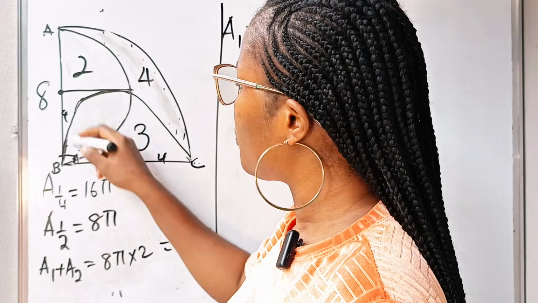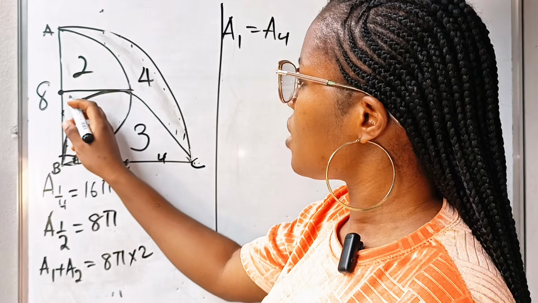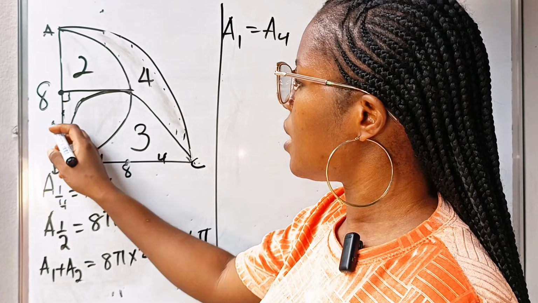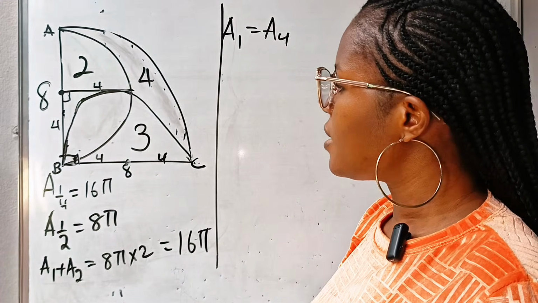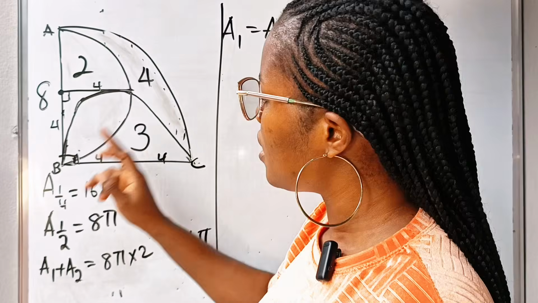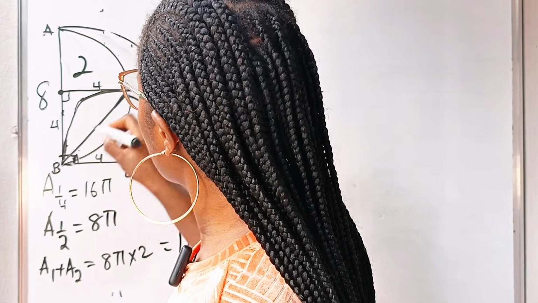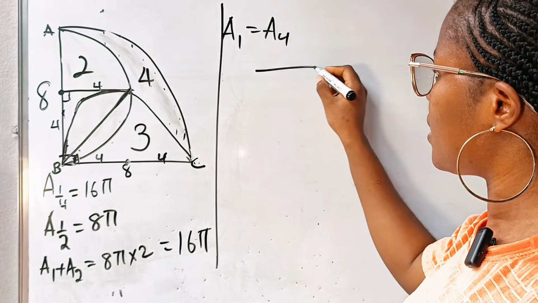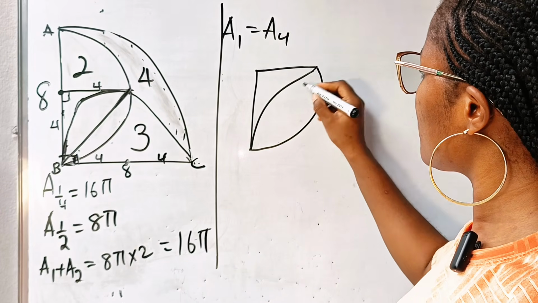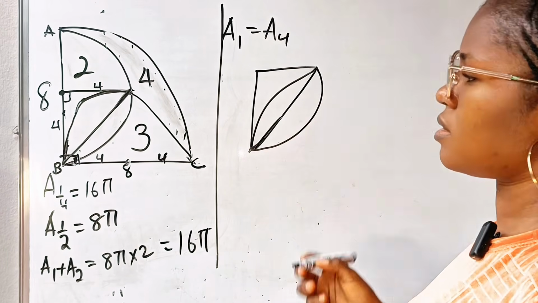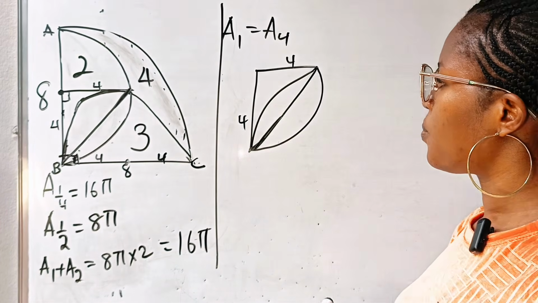All right, now if we look at what we have here, you can see that from here to here, this is a quarter circle. This is a quarter circle. That means this is 4, and from here to here is also 4. And if we decide to divide this into 2 equal parts by drawing a straight line through it, we are taking half of it like this. So this is 4 and this is 4 as well.